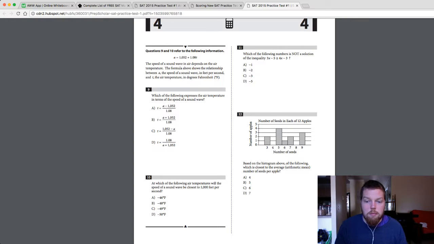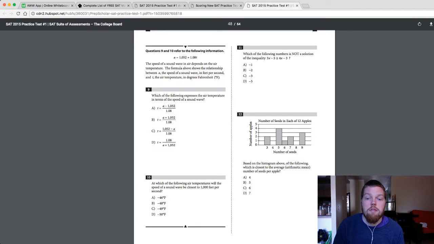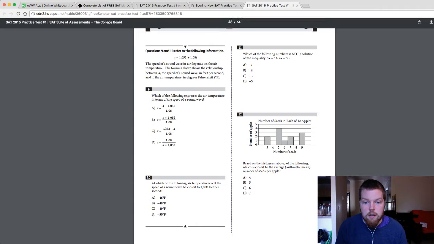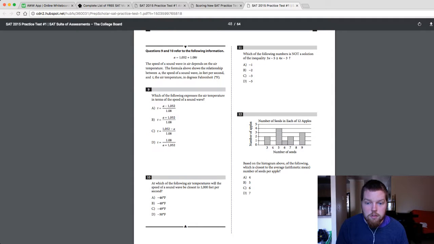Based on the histogram above of the following, which is closest to the average arithmetic mean number of seeds per apple? Alright, so we need to be able to read this graph here, and that's going to be the most important thing that we're going to do this whole time because we need to create our data set. So there were 2 apples that had 3 for a number of seeds, and we're trying to get the mean for number of seeds per apple.